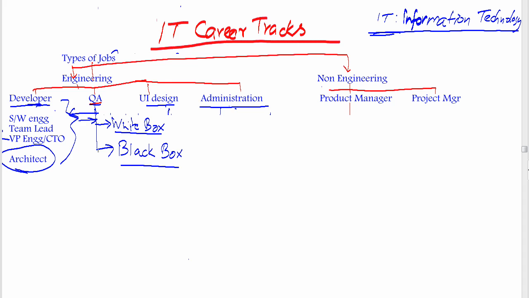Some QA environments I have seen are a little bit more technically inclined, meaning you may have to write some smaller programs, though definitely not as much as a developer does. But in other QA organizations I have seen, it is mostly purely black box, where you really don't have to have any technical knowledge. Having said that, the more technical knowledge you have, the stronger you get in QA.